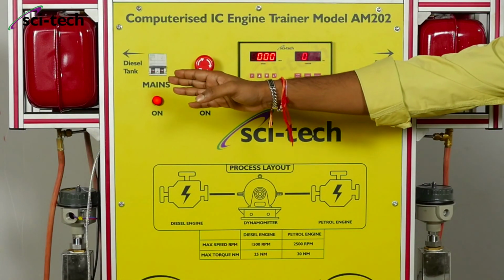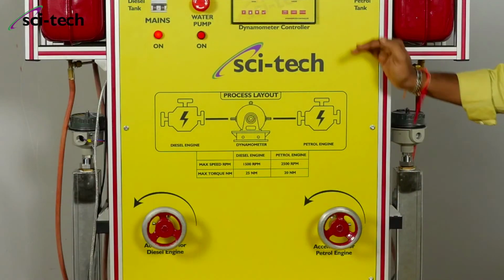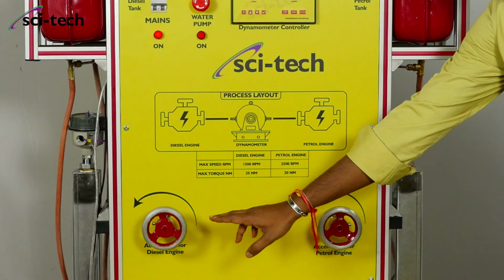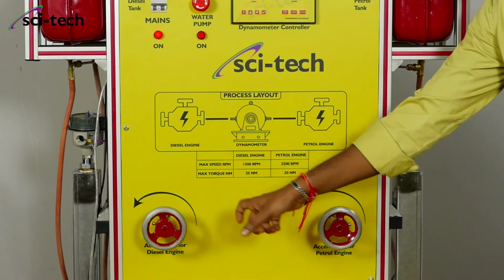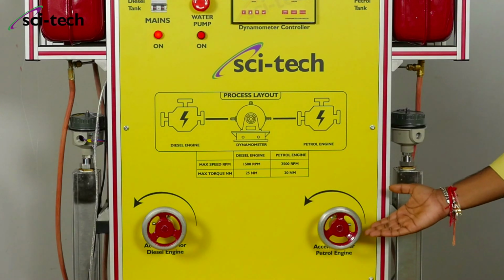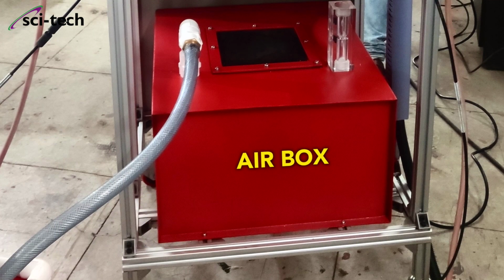On the left hand side, we have the diesel tank, and on the right hand side, we have the petrol tank. Below the schematic process layout, we have two wheels. On the left hand side is the accelerator wheel for the diesel engine, and on the right hand side is the accelerator wheel for the petrol engine. On the back side is the air box for supplying the air to the diesel engine for the calculation of mass of air. And for the petrol unit, individual air velocity sensors are connected.